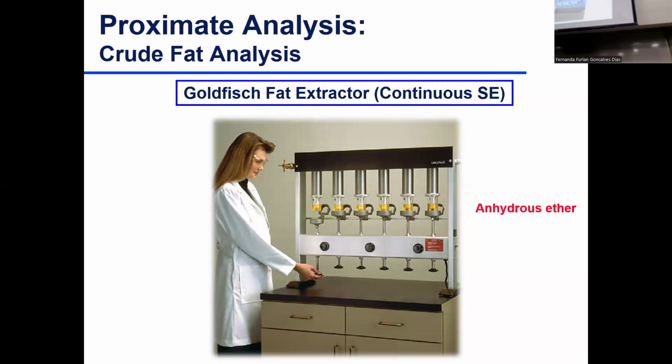So you don't get any soaking of your sample. So it is not super effective in extracting everything because of channeling. So this is an issue. But it's fast. You do a bunch at the same time.